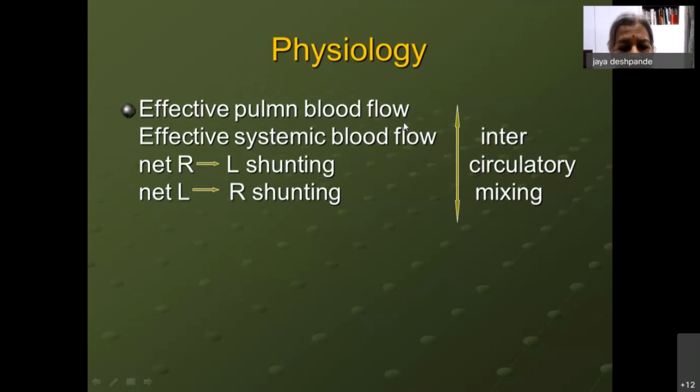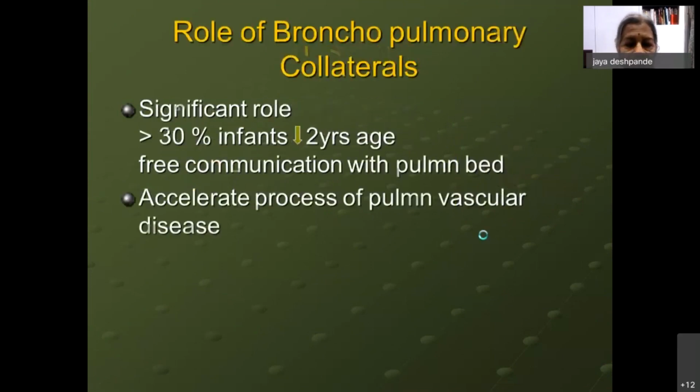Effective pulmonary blood flow and effective systemic blood flow are all important. The net right to left shunting and the net left to right shunting all depend upon the intercirculation mixing. Now, the role of bronchopulmonary collaterals.